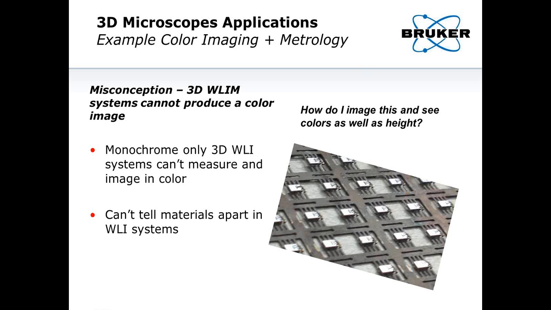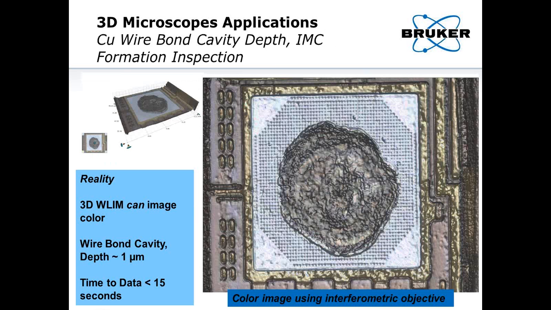On the right-hand side, I have an example of a lead frame with some wire bond pads on it. And we'll just go ahead and have a look. Here, you might think you're not able to tell materials apart or actually make a color image. But in reality, on one of those debonded wire bond pads, you are able to make a color image using interferometric objectives even.